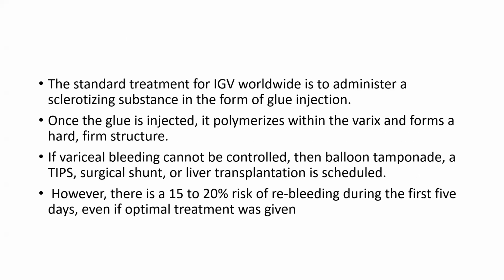So the standard treatment for isolated gastric varices worldwide is to administer sclerotizing substances in the form of glue injection. Once the glue is injected, it polymerizes within the varix and forms a hard, foam-like structure. If variceal bleeding cannot be controlled, then balloon tamponade, a TIPS, surgical shunt, or liver transplantation is scheduled. However, there is a 15 to 20% risk of rebleeding during the first 5 days, even if optimal treatment was given.